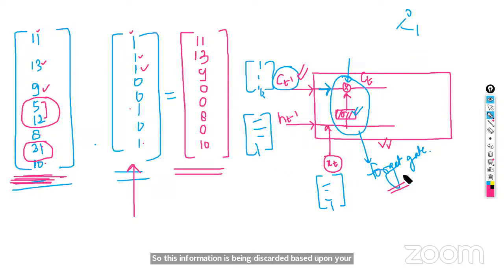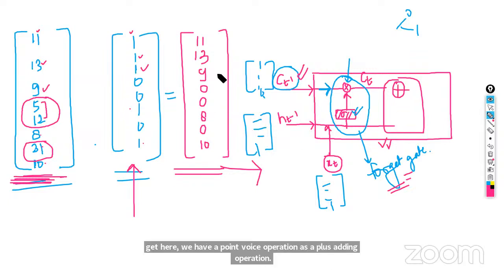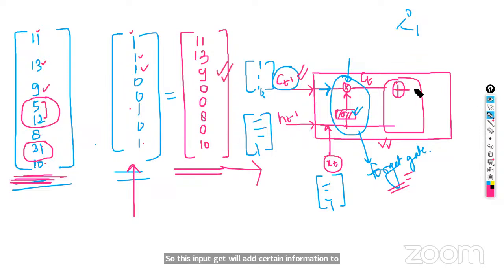So in that way, this forget gate will work. It will discard the information which is not relevant for the network, and the rest of the information it will keep and it will progress. And then here we have an input gate, right? So the input gate, here we have a pointwise operation as a plus, adding operation. So this input gate will add certain information to this cell state so that it will get updated, and that is the final output of the cell state. So in that way, this forget gate and input gate will work.